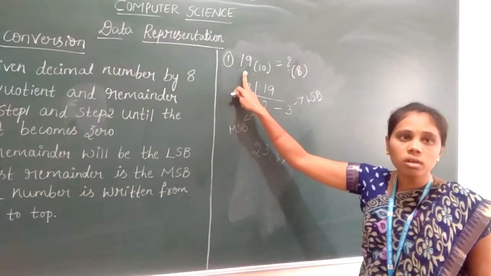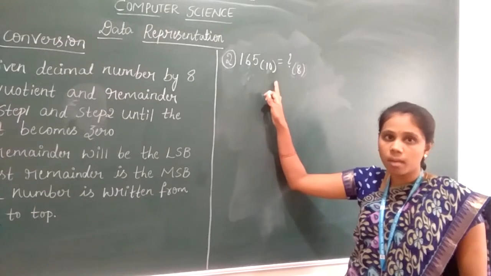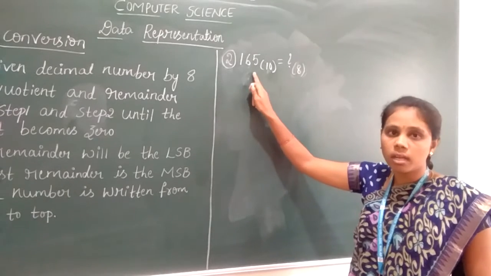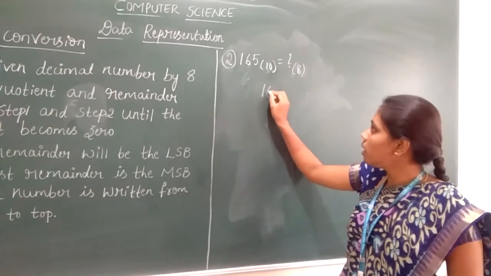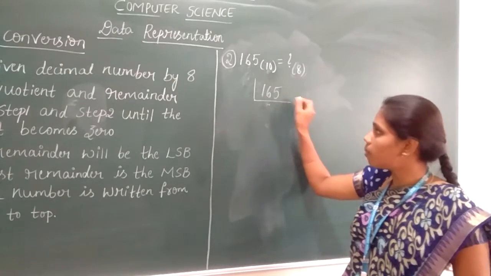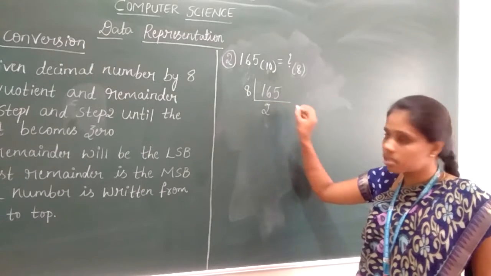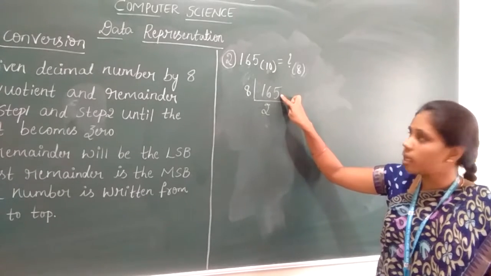The base of this is 8 because this is the octal equivalent value for the given number 19. Now we will see one more example problem. This is one more example. Now divide this given number by 8. Take the decimal number, divide this number by 8. So 8 2s are 16.